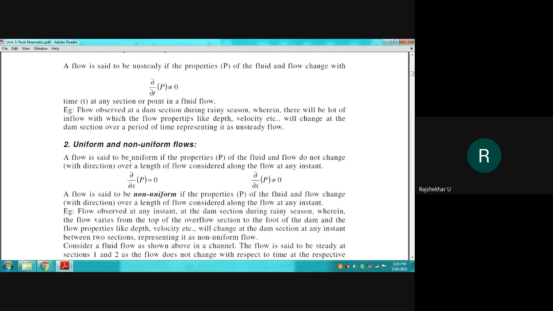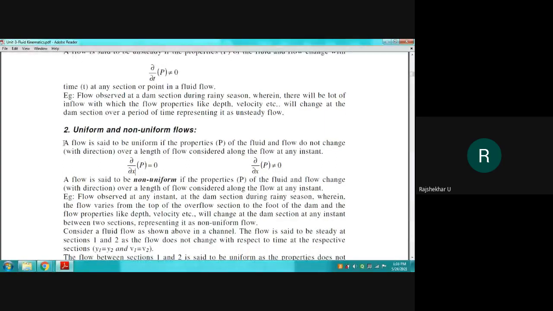So here it is just written x. The direction they have considered is x. It can be y also. It can be z also. Okay, I'll just read it out, and you'll get to know the meaning. A flow is said to be uniform if the properties P of the fluid and flow do not change with direction over a length of flow considered along the flow at any instant.